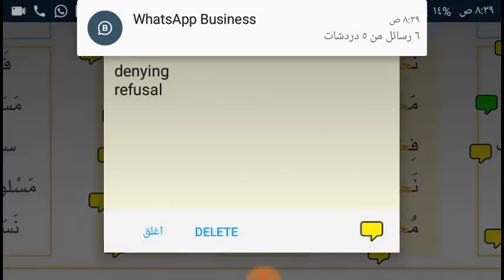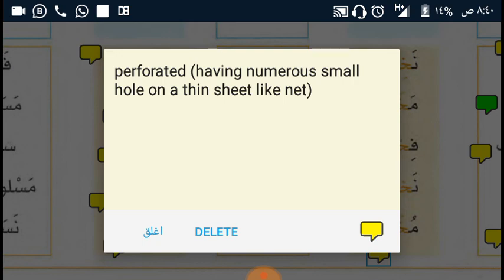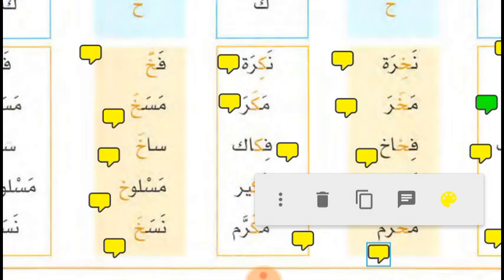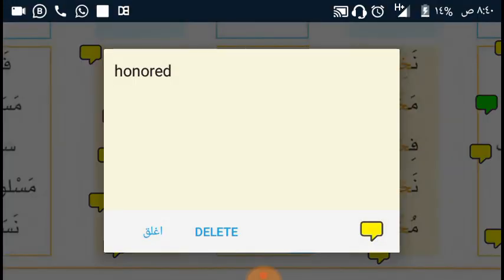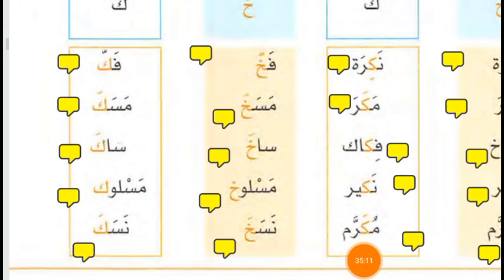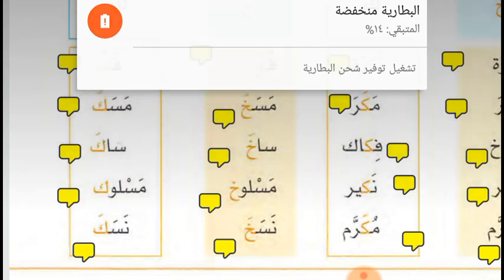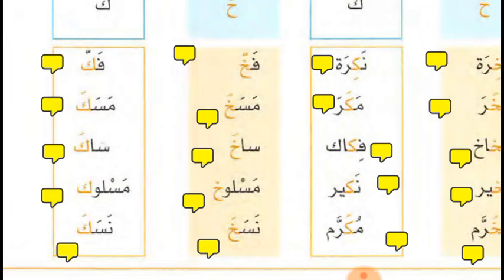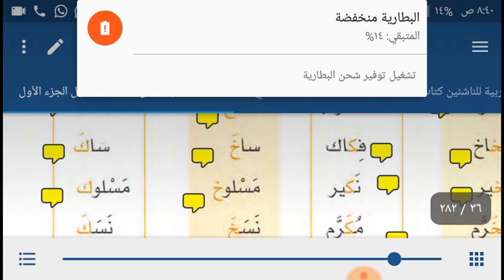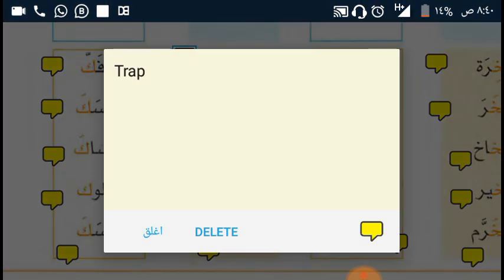Nakir means denying, refusal. Then muharram means a thin surface having numerous small holes like a net, perforated. Mukarram means honored. Then we have just a minute. Okay, then we have fakh. Fakh means trap.